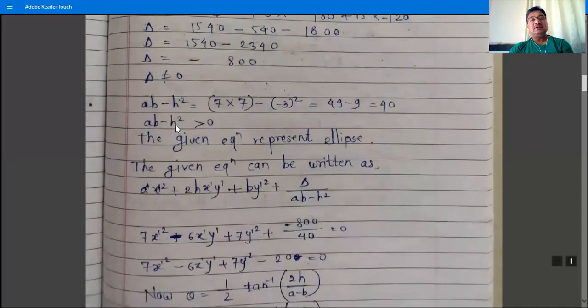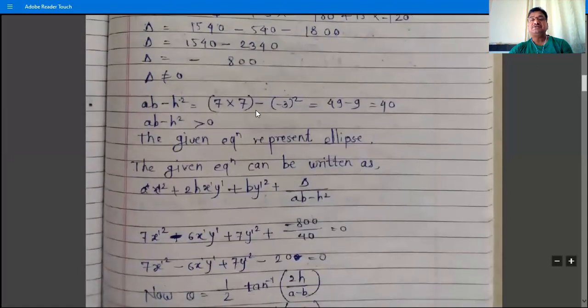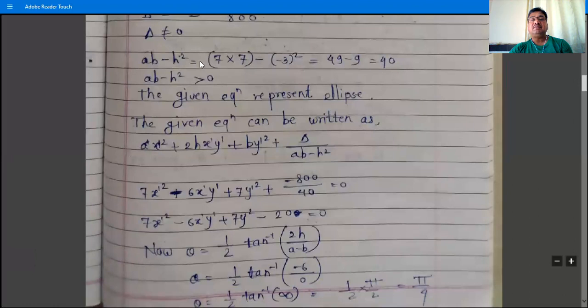And so delta is not equal to 0. And then find ab minus h square. If delta is 0, then the given equation represents a pair of lines. But delta is not equal to 0, therefore find ab minus h square. And a is 7, b is 7, minus h square: h is minus 3, its square is again plus 9. So 7 into 7 is 49 minus 9, that is 40, which is greater than 0. This quantity ab minus h square is greater than 0, and therefore the given equation represents an ellipse, or the nature of the conic is ellipse.